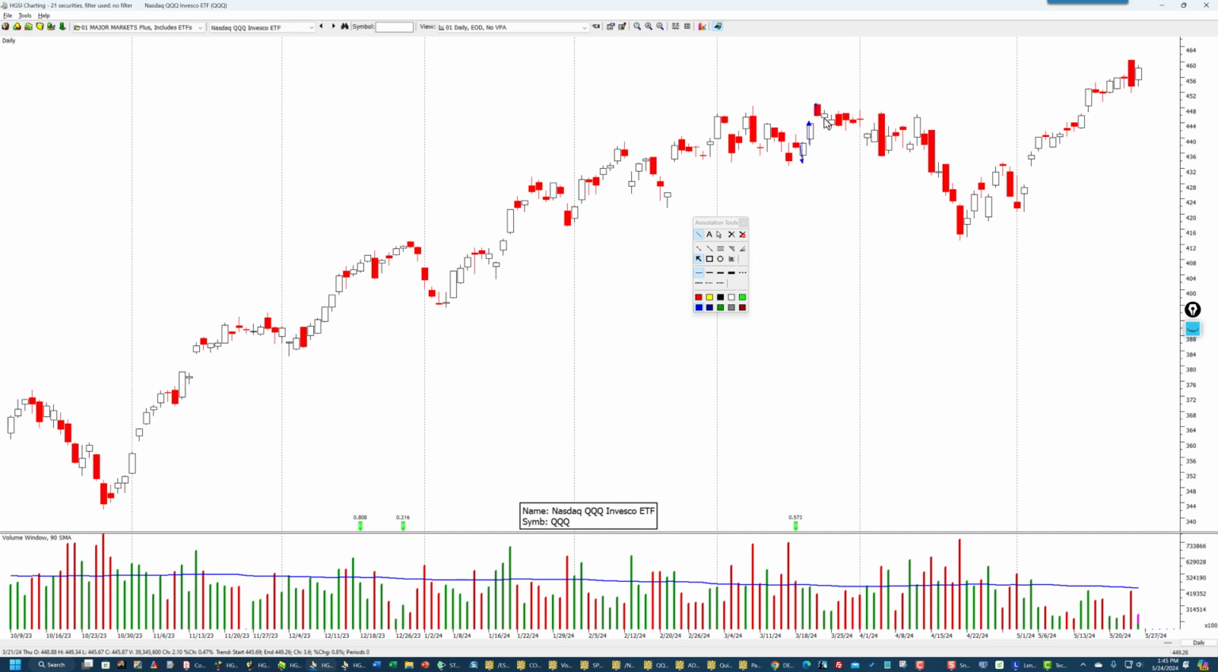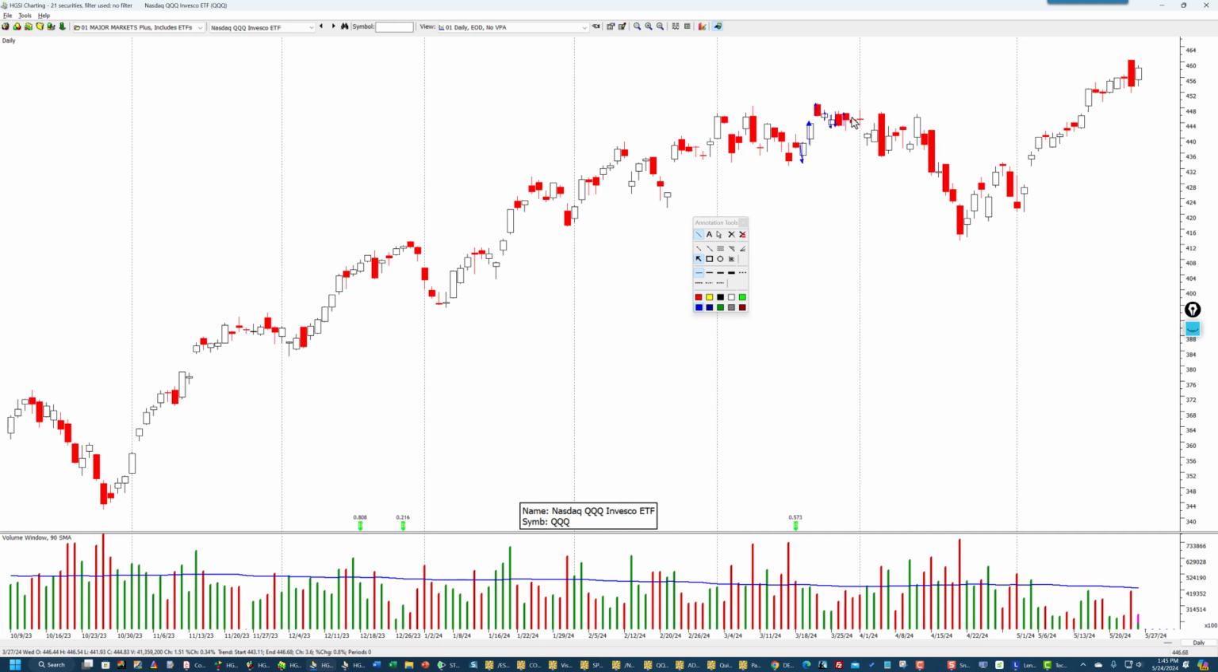This one will be up because the close is higher than the prior day. This one will be up because the close is higher than the prior day. Now this one would be down with structure because its close is lower than the prior day. And this one would be down also. This one would actually be a positive structure because the close here is higher than this close.